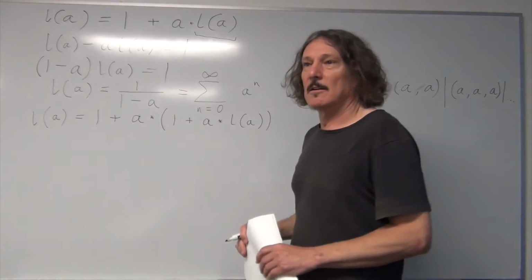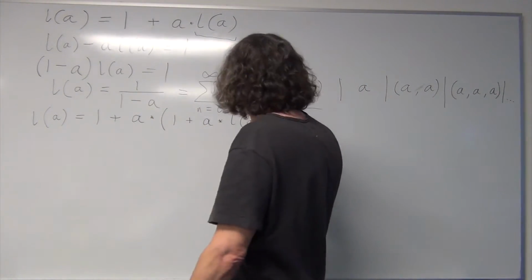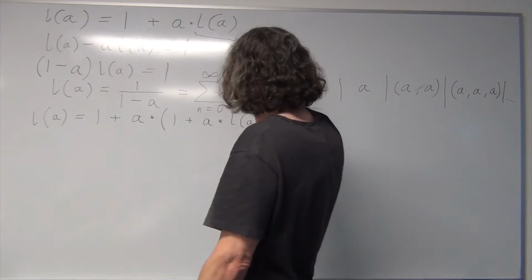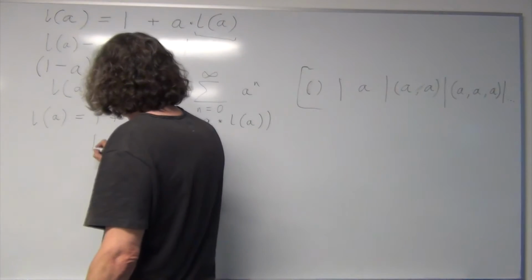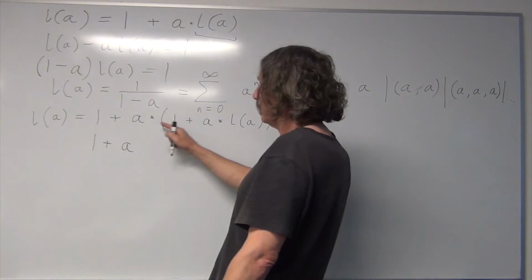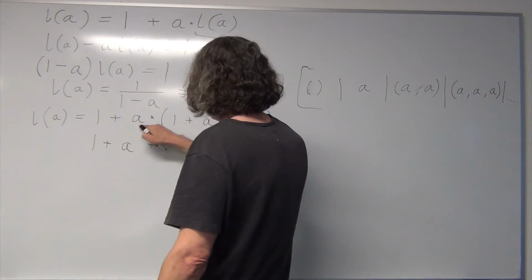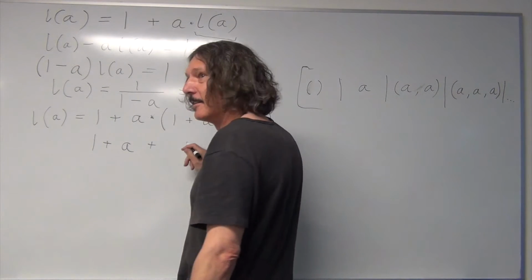Now let's continue doing the same thing. Replace this L of A with the whole formula. So this will be 1 plus A. Well, we can actually do the multiplication. So this is A plus A times 1 is A.